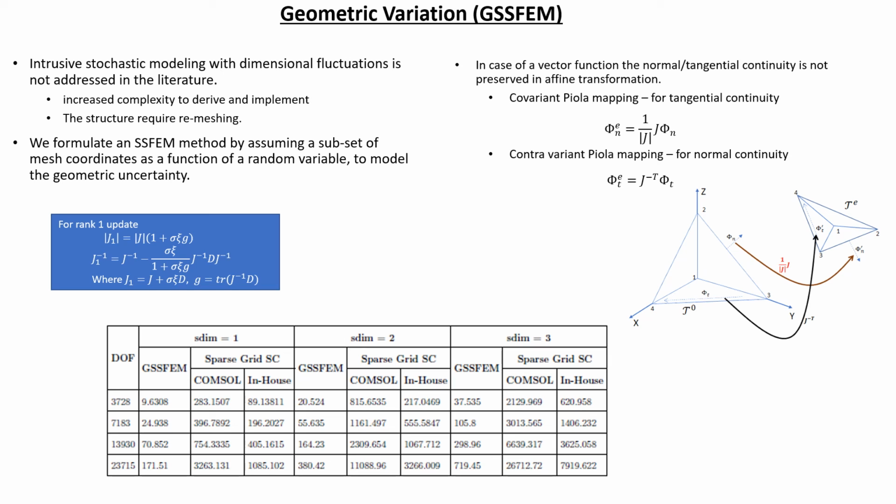The stochastic changes in shape of tetrahedrons are brought into the Piola transformation to formulate geometric SSFEM. The results are compared with Monte Carlo using a test case to verify the accuracy of the method. In the table, you can see that there is a comparison between GSSFEM and Pascal SC, both in console and in-house.